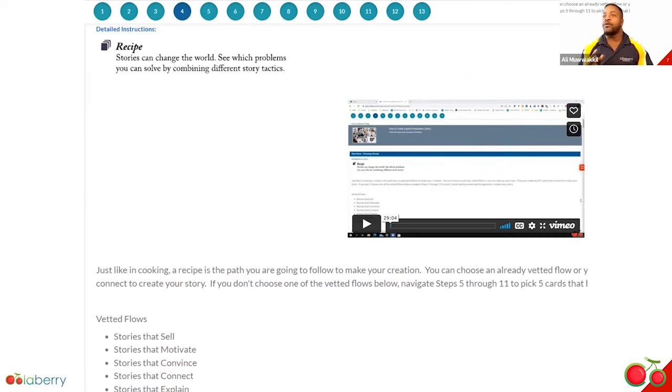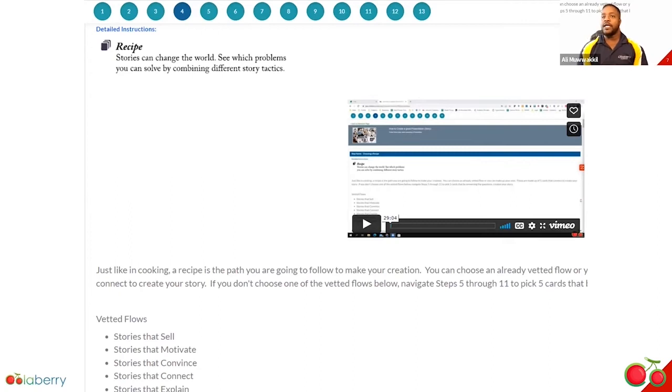It's going to walk you through the storytelling process as it is in Colaberry Network. It is crucial that you watch that video first, or else it's going to be missing some pieces, okay? So make sure you watch that first. It's on step 4, as you can see.